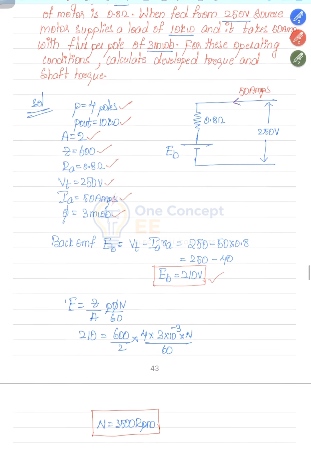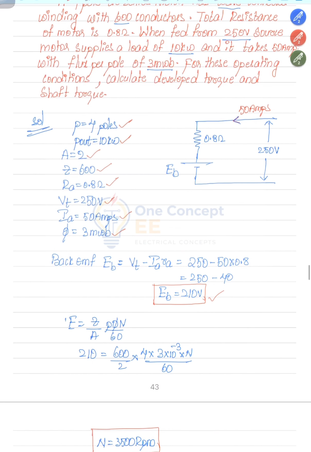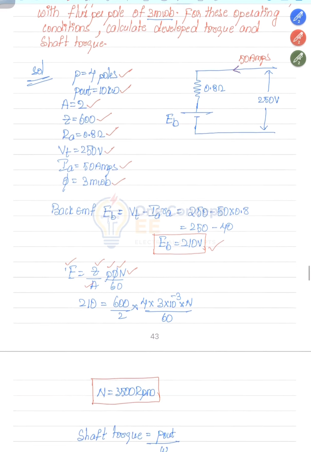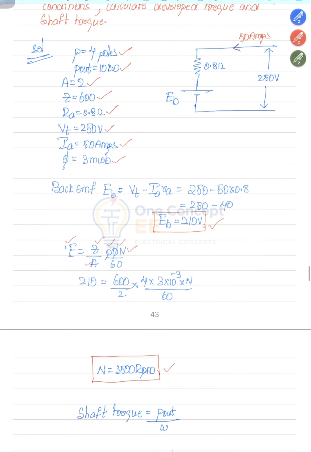After knowing the back EMF, we can find the speed at which this motor is running, by using the formula back EMF equal to Z by A into P into phi into N by 60. Here Z is the number of conductors, A is the parallel paths, P is the number of poles, phi is the flux per pole, N is the speed in RPM, and E is the back EMF. By substituting all the data here, I found the speed of the motor is 3500 RPM.